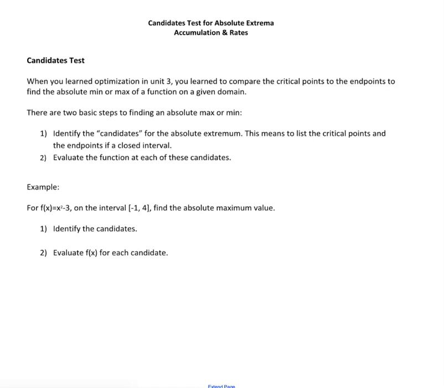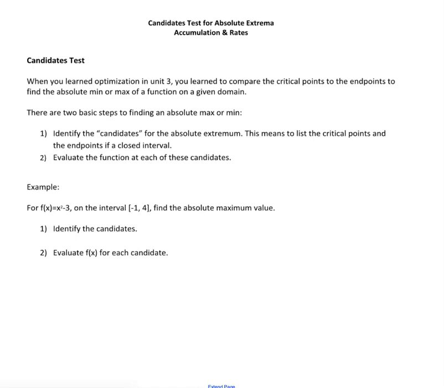So when you learned about optimization in Unit 3, what you learned to do was to compare the y values at the critical points to the y values of the endpoints of a domain of a function to find the absolute min or absolute max of that function on the given domain. So we call this the candidates test because the candidates for the absolute min or absolute max are either the critical points of the function or the endpoints of the given domain.